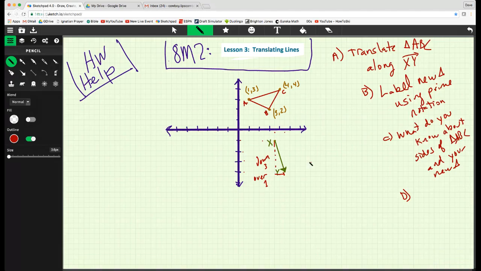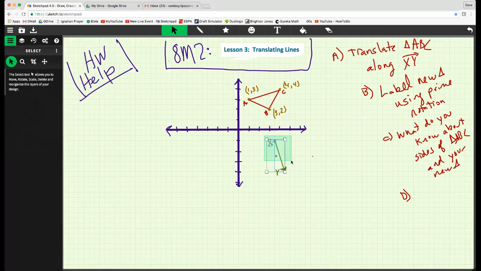That's our vector. But we're just going to do it the old-fashioned way, the way that we've been learning how to do it. But you're going to notice that these points go down 3 and over 1 as I move them along this vector. Let's watch that happen. So here's our first one. Here's our second one. And here's our third one.